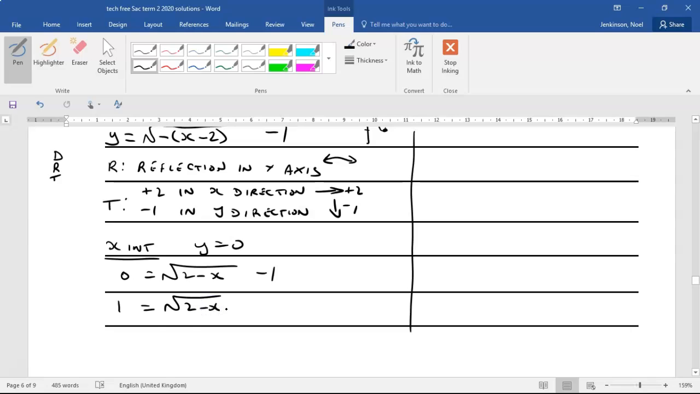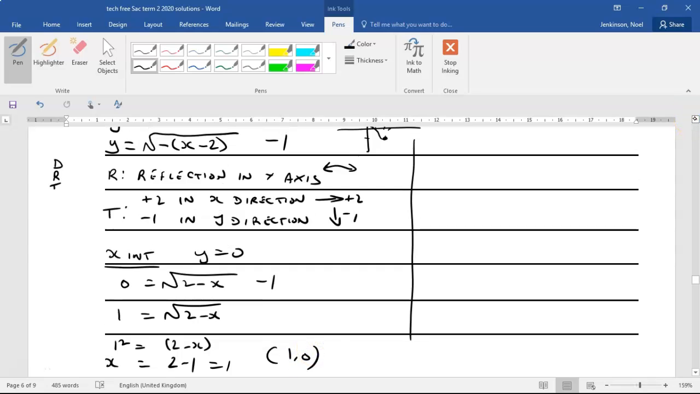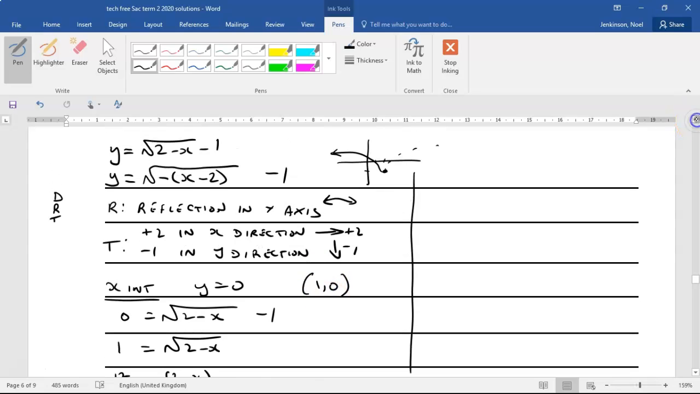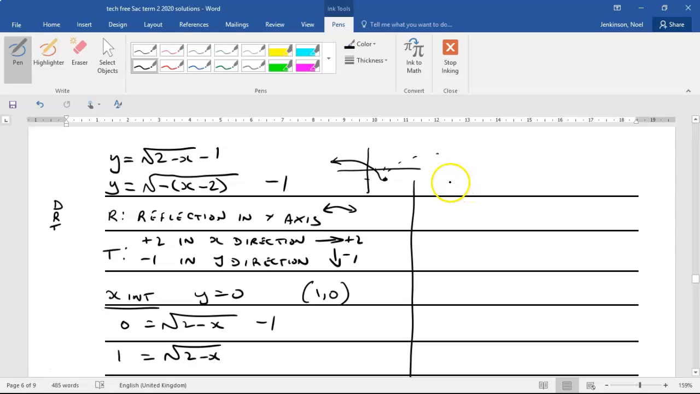I would square both sides. I'll add the x over here, and I'll subtract the 1. So x is 1. So that is 1 and 0 for the x-intercept. Put it there. You could put it up here on this line. Doesn't matter where you put it, as long as you list that as the x-intercept, I think that really helps. I've drawn a vertical line. That really helps me to structure my page.